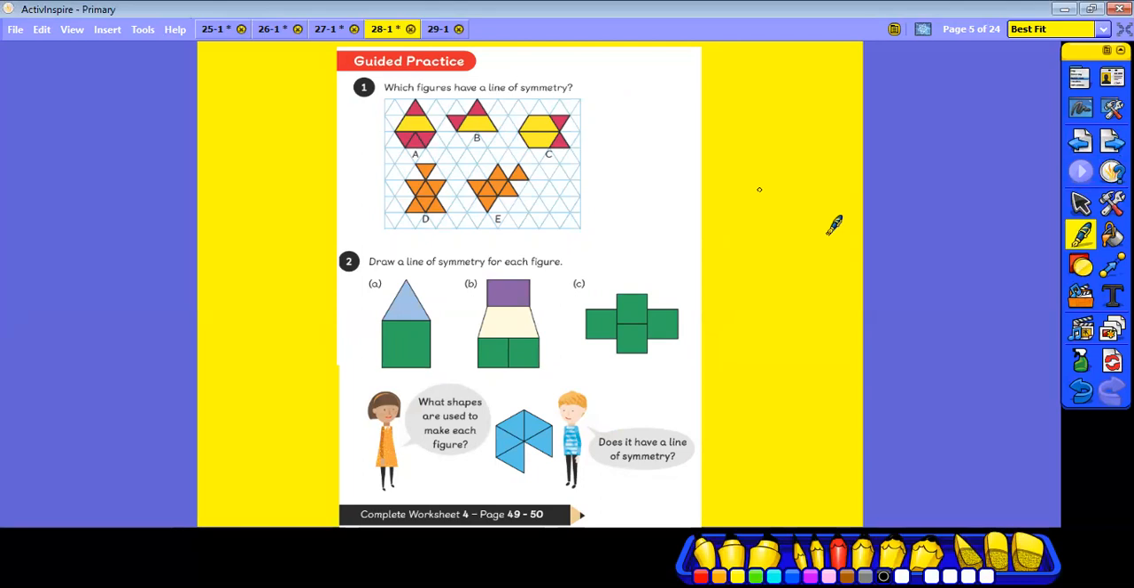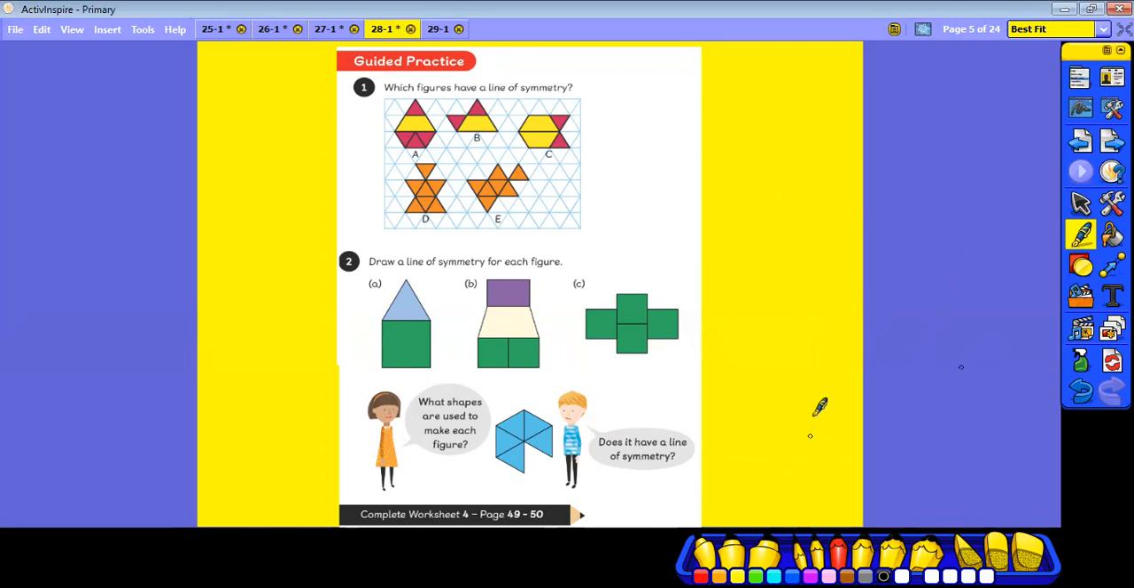So, guided practice now. Question 1, which figures here have a line of symmetry? Big clue, children. They all do except one. If we can spot the one that doesn't. So if you want to draw the line of symmetry in, that would be lovely. But if not, just write down which ones do and which one doesn't. And then question 2, again, A, B and C, can you find a line of symmetry in those figures? And even in this one here. So you're looking for lines of symmetry in these figures that are made up of different 2D shapes.